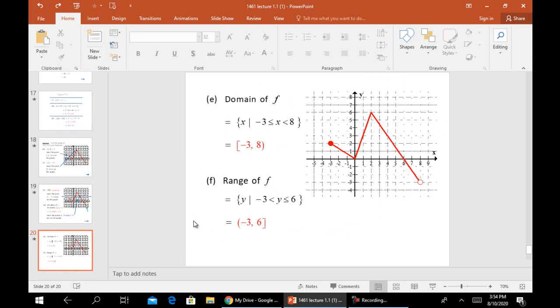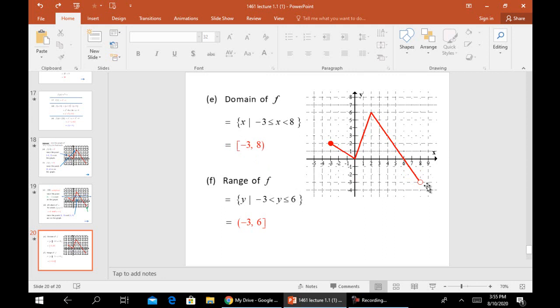One final slide here. We want to express the domain of the function in interval notation. So the domain means you're looking at the x values, and you see that along the x-axis the graph goes from -3 to 8, but 8 is not included because the function is undefined at 8. -3 is included, so -3 will have a square bracket, and at 8, because 8 is not included in the domain, we put parentheses.